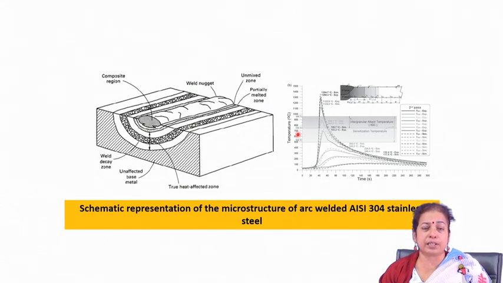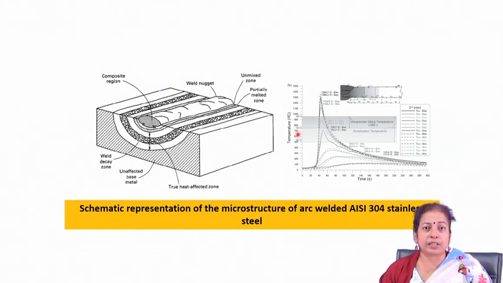The second way of solving this problem is by solution aging treatment, where you heat it above 1050, 1100 degrees Celsius and then quench it directly from that temperature. You will find that all the chromium carbide gets dissolved in the matrix and does not precipitate out. So, if you do this kind of solution treatment after the welding operation, naturally chromium carbide will not be there anymore in the microstructure, and hence you can always use it in a corrosive environment.